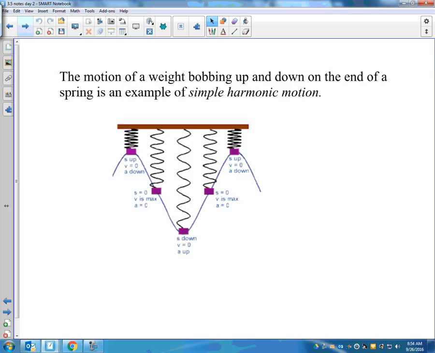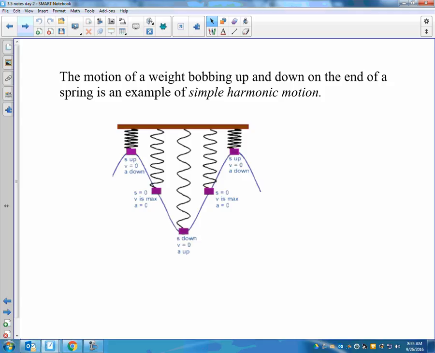Okay, so we're going to talk about simple harmonic motion and how we can use trig and the derivatives of trig to show that. It says the motion of a weight bobbing up and down on the end of a spring is an example of simple harmonic motion. So if you had a weight here, then as you let go of it, it's going to go down and reach this low point, right? And then it's going to go back up and just continue this process. Hey, does that kind of look like a sine or a cosine curve?